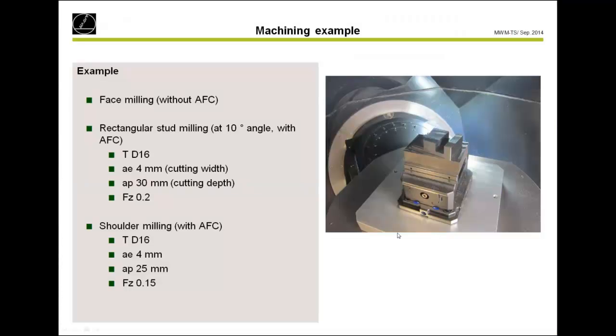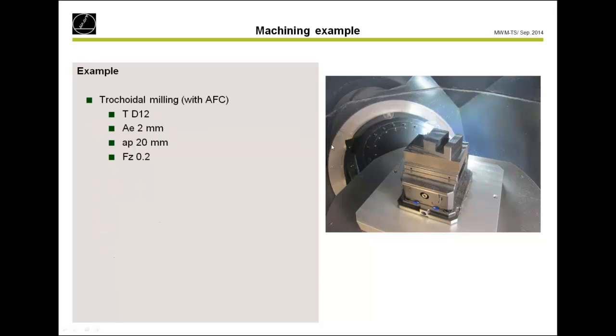So the machining example is a workpiece like this. There we have a rectangular stud with a 10 degrees angle, and then we have a shoulder milling here, and the next step is a trochoidal milling slot.